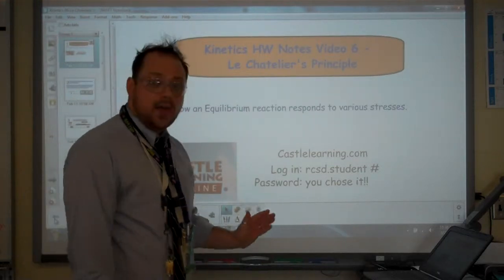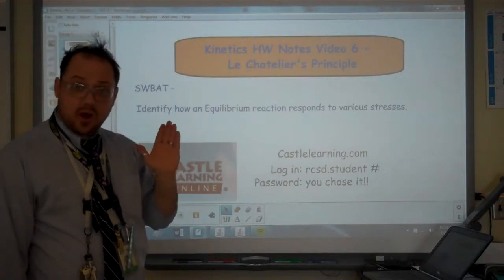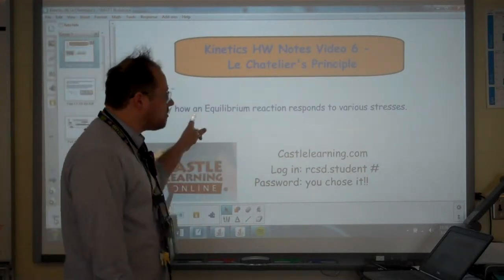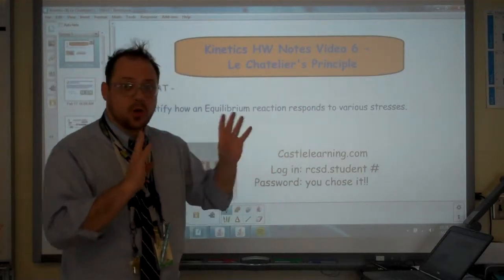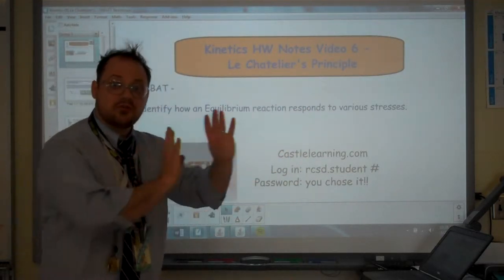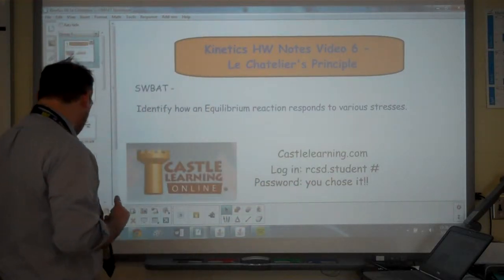Remember, equilibriums are equal rates: a reaction goes forward and then the reverse reaction also happens. So Le Chatelier's principle is going to be talking about how we can manipulate those reactions to go backwards or forwards, to shift them in one direction, towards the product side or the reactant side. So let's get this full screen here.